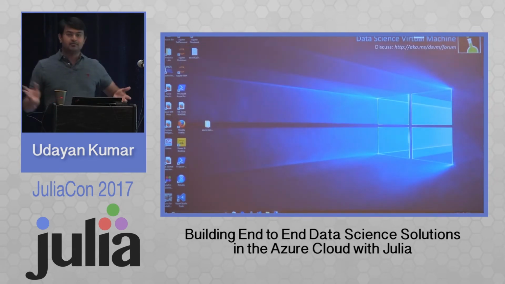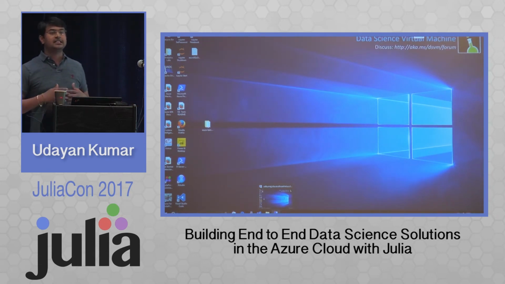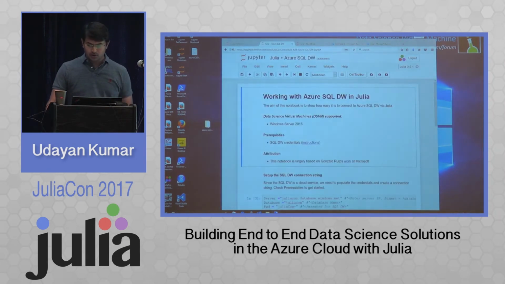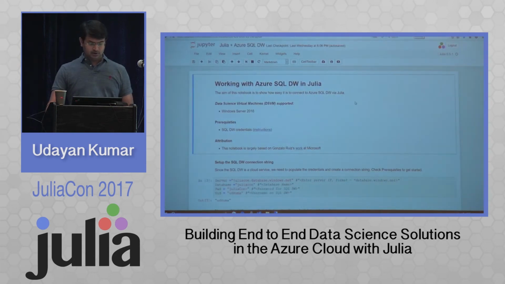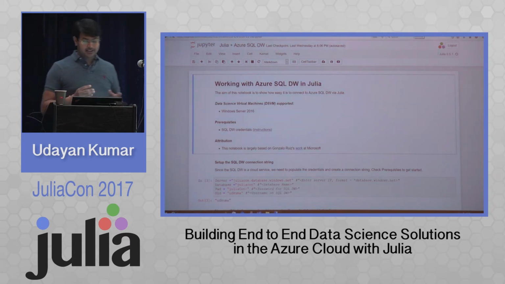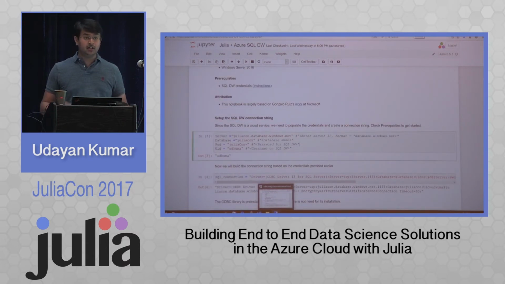So this is what the Data Science Virtual Machine looks like. It's just a regular machine. It just has everything pre-installed on it. What I'm going to do is go to this particular notebook. In this notebook, we are going to connect to a SQL Data Warehouse, which is an Azure service. This data warehouse allows you to store petabyte-scale tables, and you don't have to do any management of the database per se. So no more need for a DBA or somebody to handle the database.